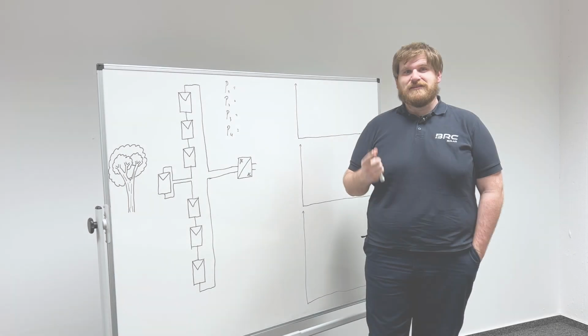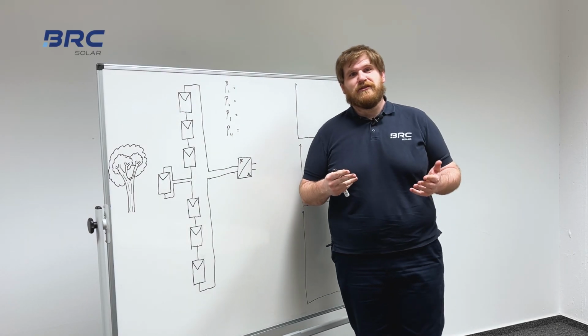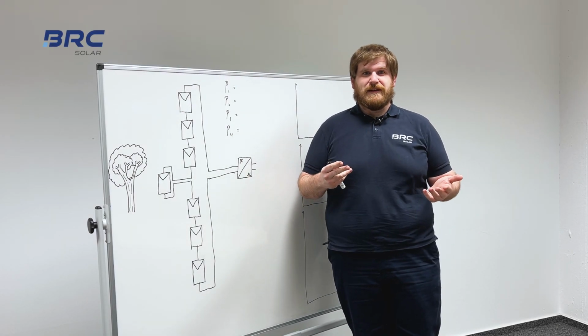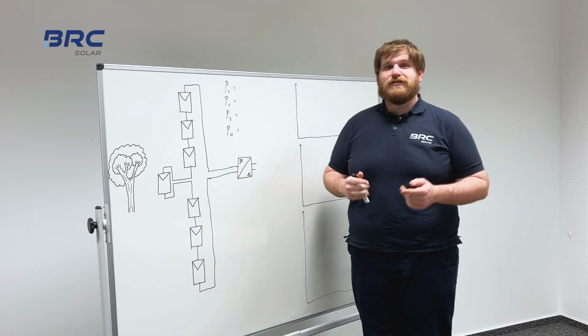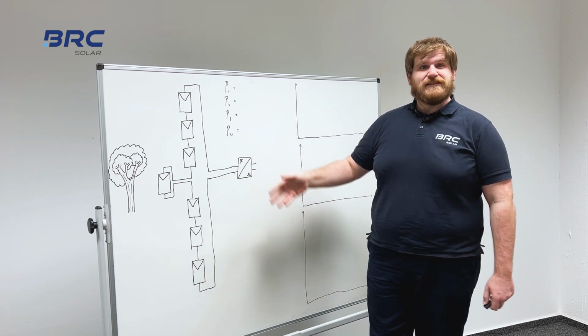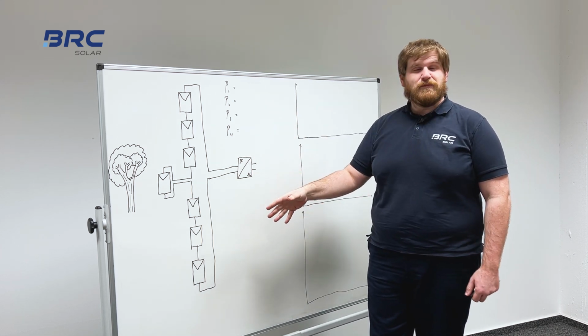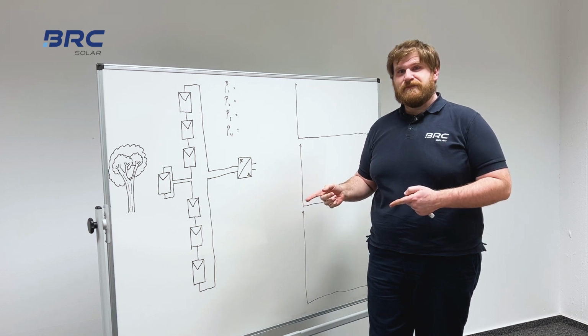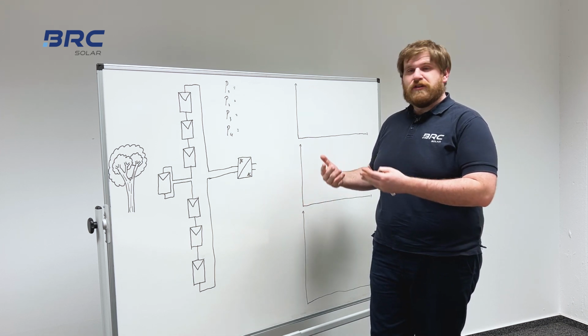In order to show you how it works and what the problem is, I now show you a system with a shading problem and explain what the optimizer is doing there. So at first, let me show you the problem and what the optimizer is doing by itself. In order to show you that, I have here a system out of 7 modules in a series connection. And now we see what the modules are doing.